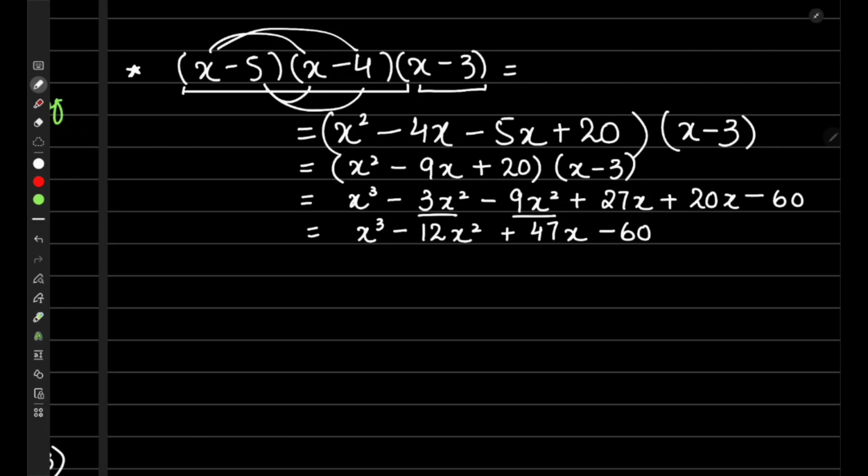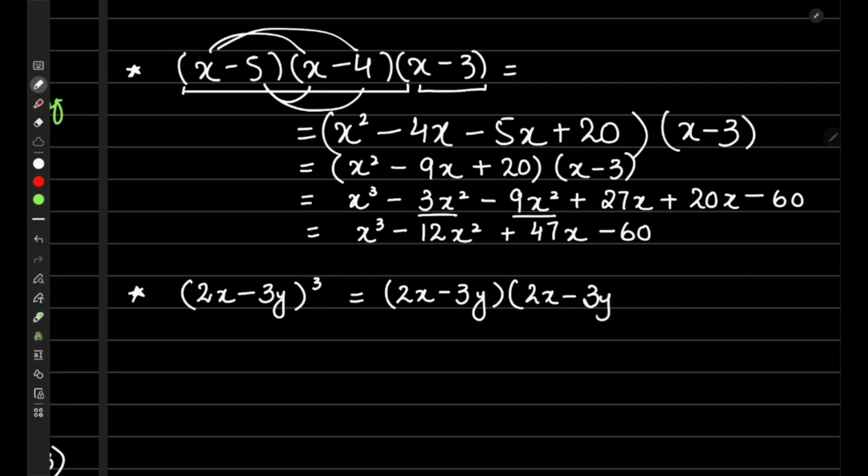Okay, there will be not much complexity in this, rather than having one bracket like this, (2x minus 3y) whole cube, for which you can either do it in the same way, like write them as 3 brackets, because power 3 means that they are multiplied with itself 3 times. 2x minus 3y, multiply any two brackets first and then multiply with the third. Or you can use the identity a plus b or a minus b whole cube.